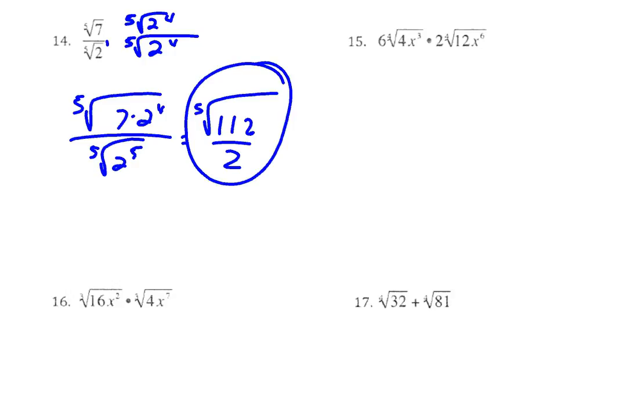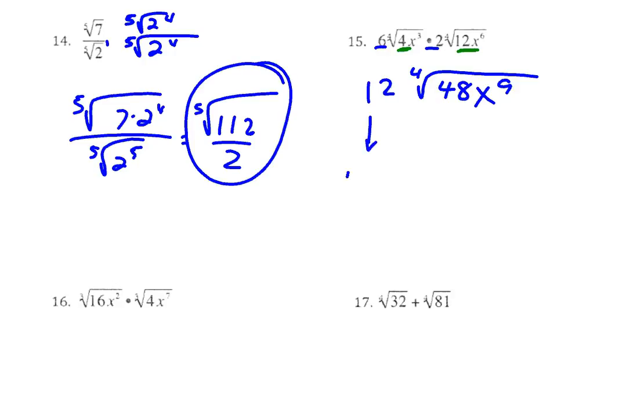Okay, 15. A lot of ways to do it. I'd suggest just go ahead and multiply them first. 6 times 2 is 12. You got the 4th root. Multiply the inside stuff together first. So that'd be 4 times 12, 48. X to the 3rd times x to the 6th is x to the 9th.